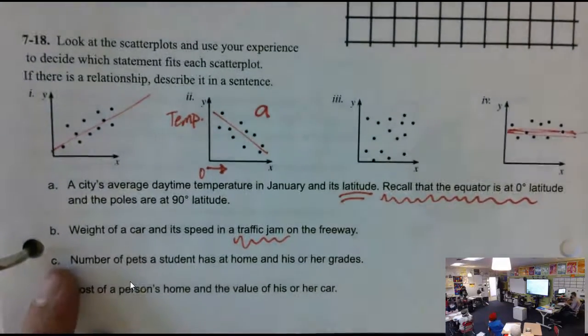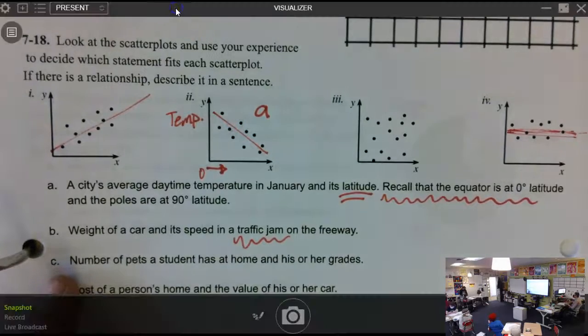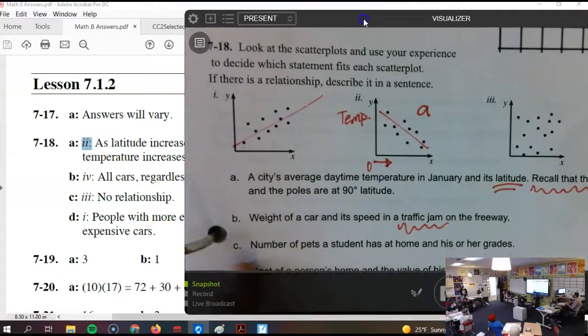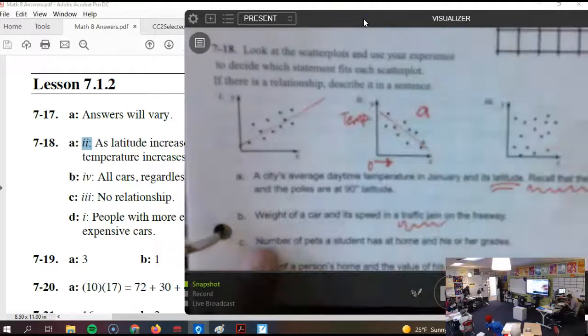So then, I want to make sure that I agree with their answer key. I believe I agree with it. They said this one goes to 4.